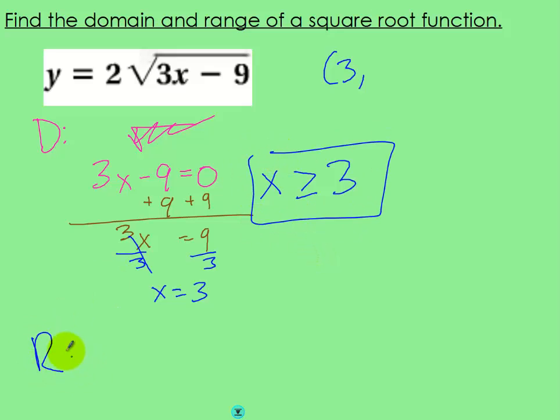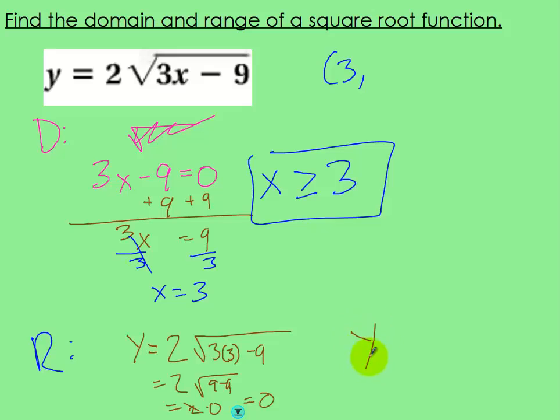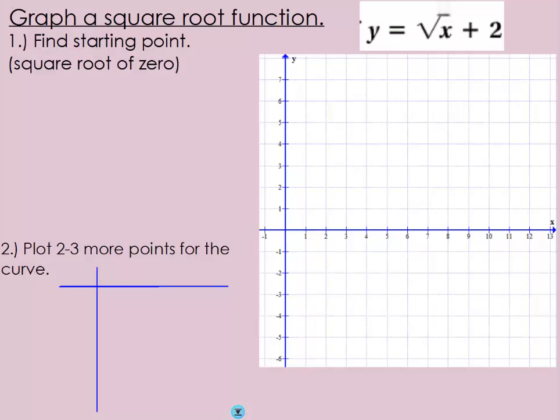Now to find the range. So if 3 is the starting point for x, what's y going to be in that case? Well, I'm going to substitute that in. So I'm going to get y equals 2 times the square root of 3 times 3 minus 9, which is 2 times the square root of 9 minus 9, which is 2 times the square root of 0, or 2 times 0, so that's also 0. So your y values are going to be all greater than or equal to 0. That's the domain and range. Now let's try to actually graph a square root function.